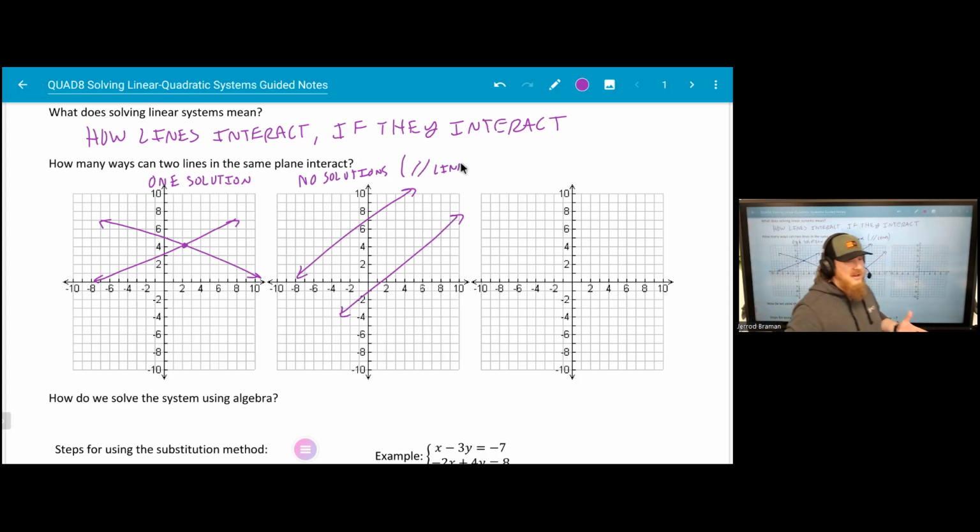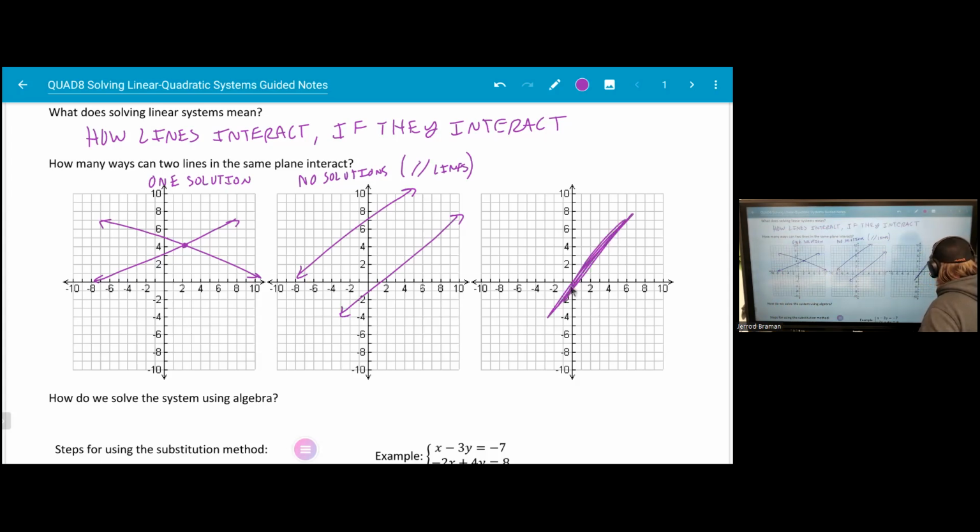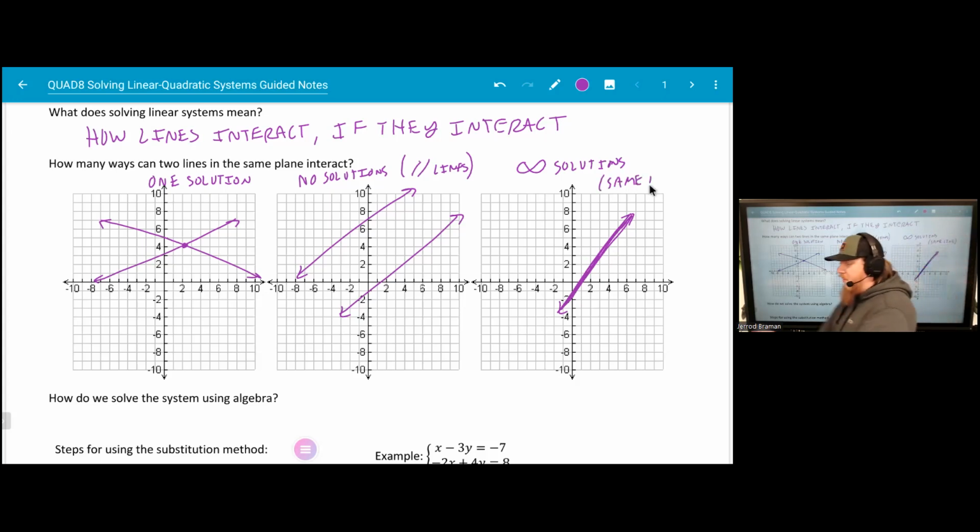And the third way that two lines could interact is if the lines were both the same line. I've got two lines in here, trying to make this really big, to say there are an infinite number of solutions because they're the same line.